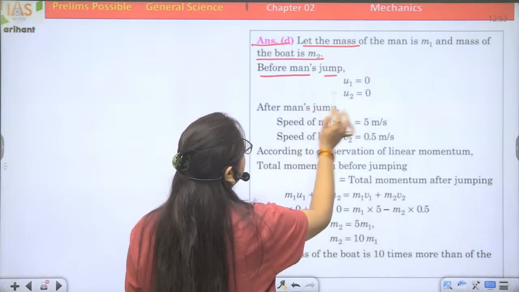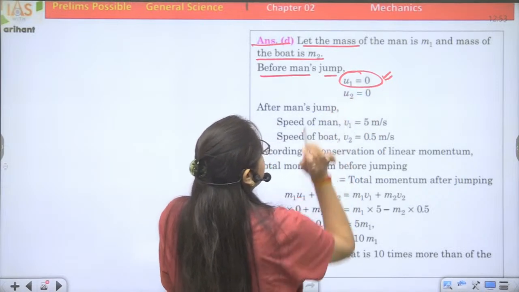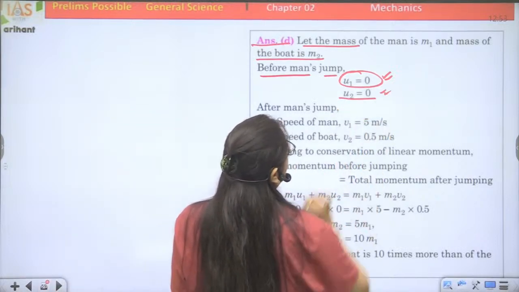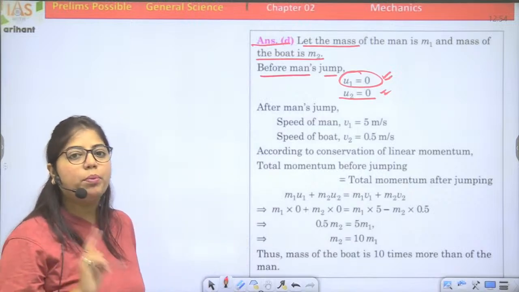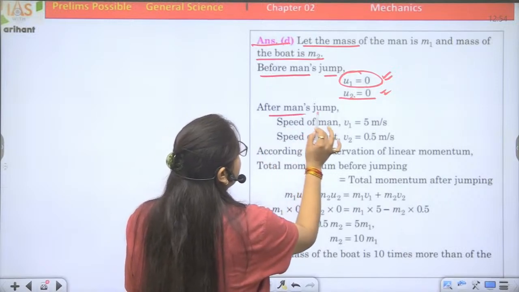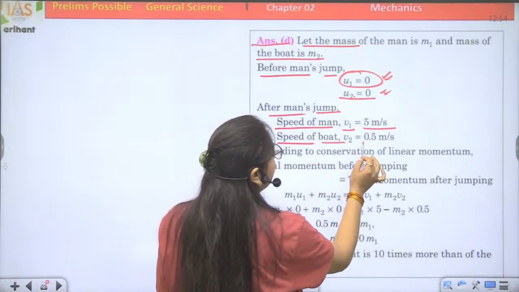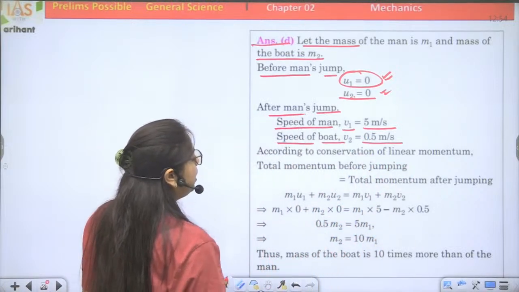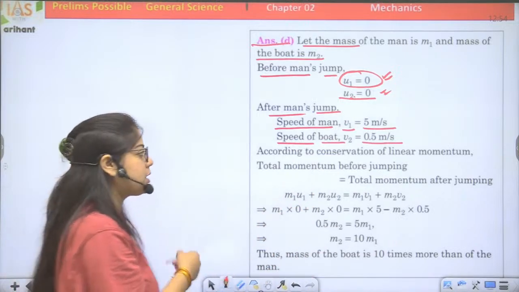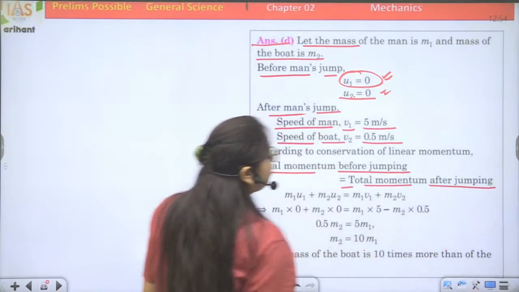Before the man's jump, this is the initial velocity 0, and for the boat, the initial velocity u2 is also 0. After the man's jump, the speed of the man v1 is 5 meter per second and the speed of the boat v2 is 0.5 meter per second. According to the conservation of linear momentum, as I told you before, the total momentum before jumping is equal to the total momentum after jumping.